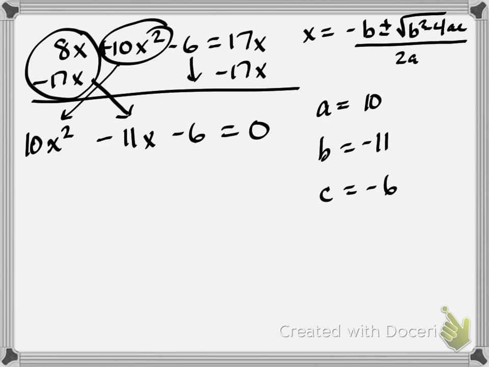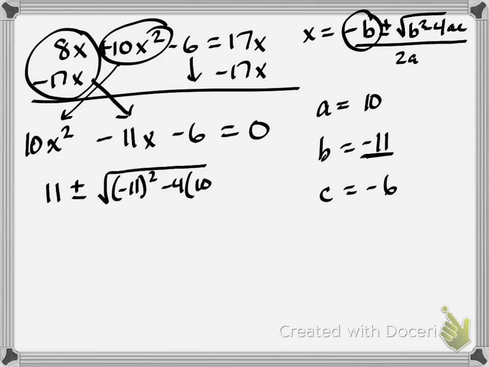So, negative b. When b is negative 11 already, and then you put a negative sign in front of it, it actually turns into a positive 11. So, positive 11, square root of negative 11 squared minus 4 times a times c. Okay. You'll need a calculator for these two to make things go a little quicker.